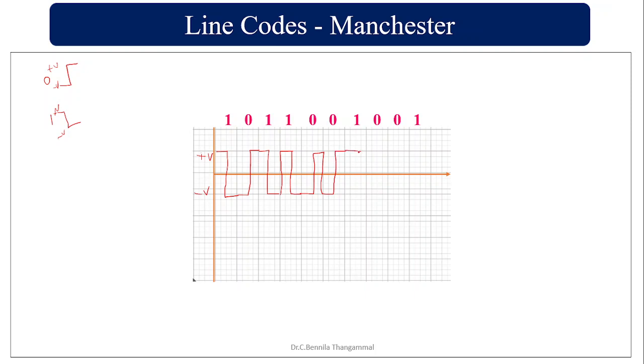It is 1, so plus V to minus V. 0, minus V to plus V. Again 0 is minus V to plus V, and if it is 1, plus V to minus V. So this is the Manchester code.